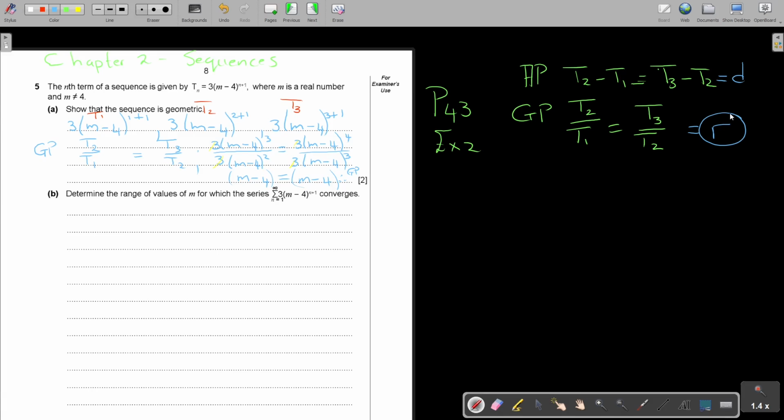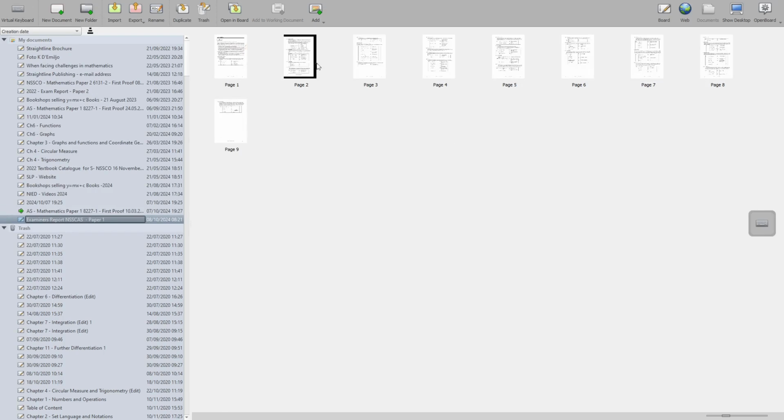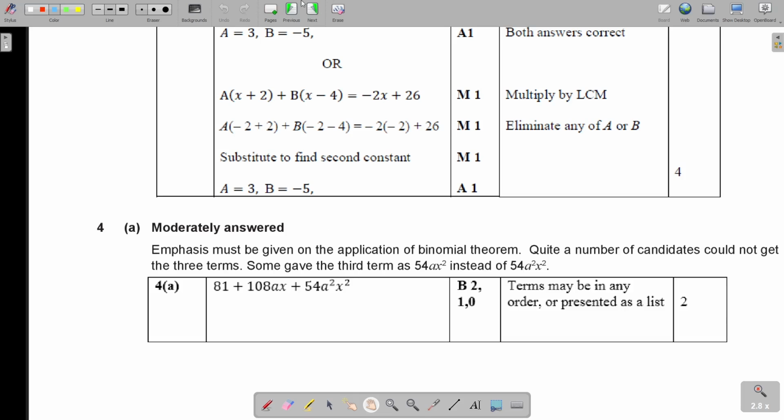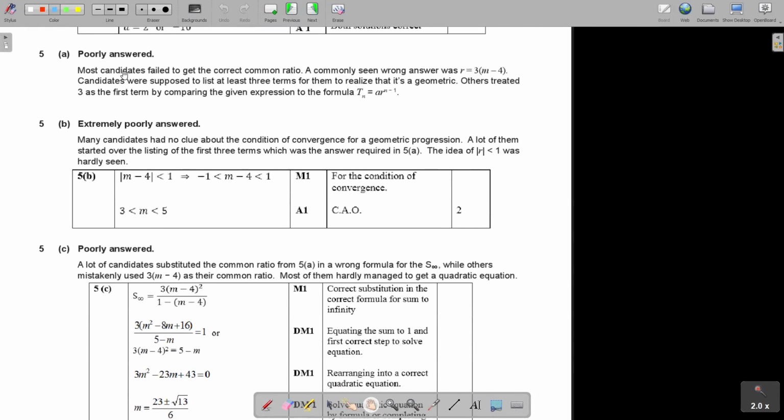But let's go back and let's look at the examination report. Okay, so let's go there to the examination report. And I think maybe it's already on this one. It's 4, and let's go to the next one. There is 5. Okay. Most candidates failed to get the correct common ratio. A commonly seen wrong answer was that they keep the 3, but the 3's cancel out. Okay, it was only the m minus 4. Candidates were supposed to list at least 3 terms for them to realize that it's geometric. Others treated 3 as the first term by comparing the given expression to the formula.